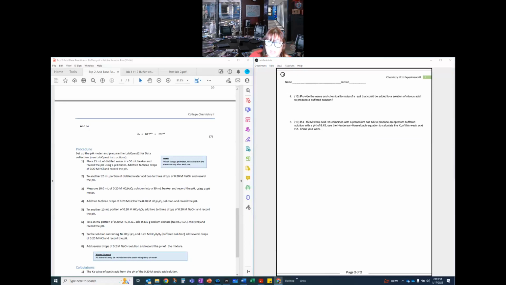Provide the name and chemical formula of a salt that could be added to a solution of nitrous acid to produce a buffered solution. So nitrous acid is that HNO2. If I need to make a buffered solution and I have an acid, I need to add something to it to make a buffer. So what do I need to add? Hint, hint, conjugate base. So what is the conjugate base of HNO2? And then how would I get that anion into solution? Okay. Sodium salt is a great way to do that.